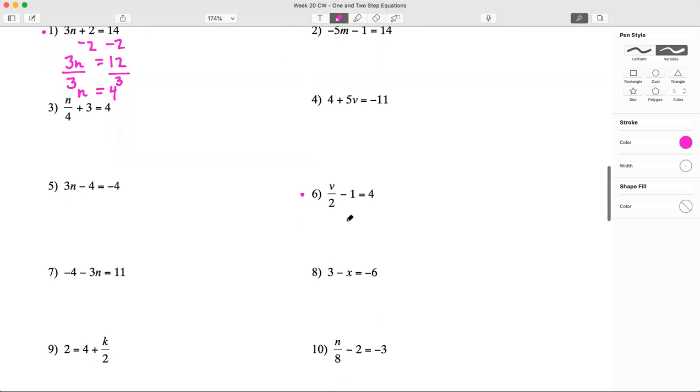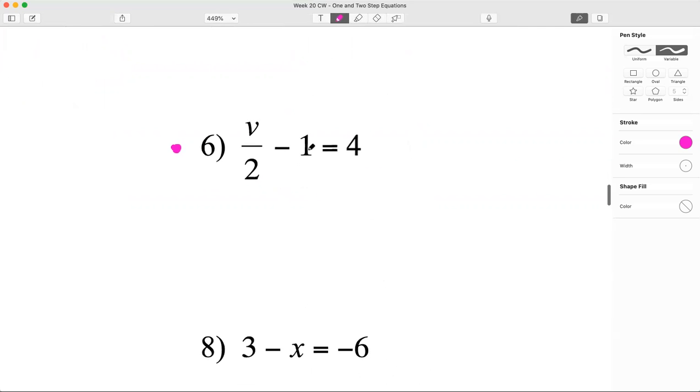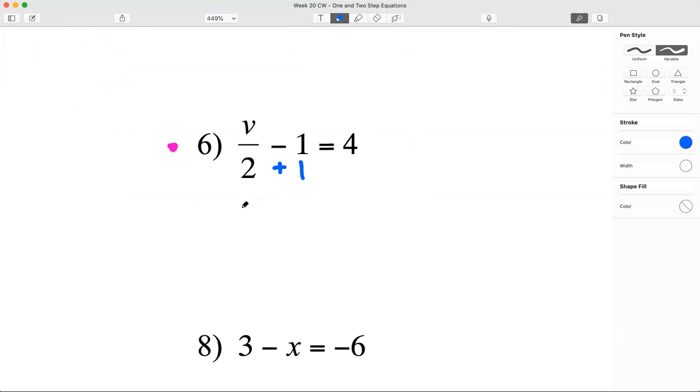Let's go down here to number 6. First thing we do is add or subtract the constant. In this case, the constant is negative 1. I'm going to ask you to try this one on your own. Okay, so first thing we do is we add the opposite of what the constant is, and we have v over 2 equals, is it 4? Nope, because we need to do the same thing on both sides of this equal sign here. What thing is that? Adding 1. 4 plus 1 is 5.